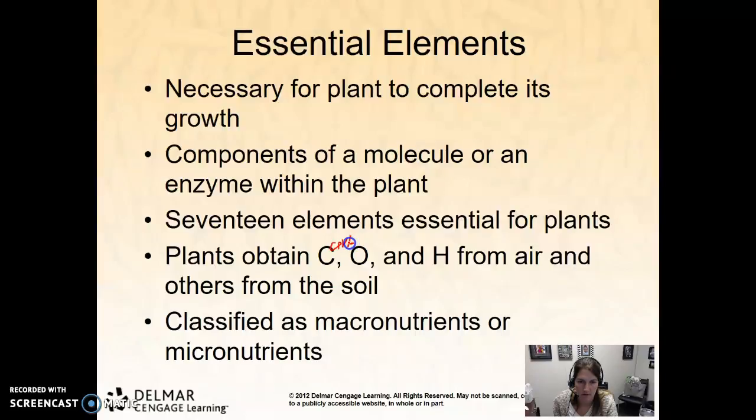Carbon, oxygen, and then hydrogen. Hopefully you can read that. And this is the other one that you need to write down. All right, so there you go.